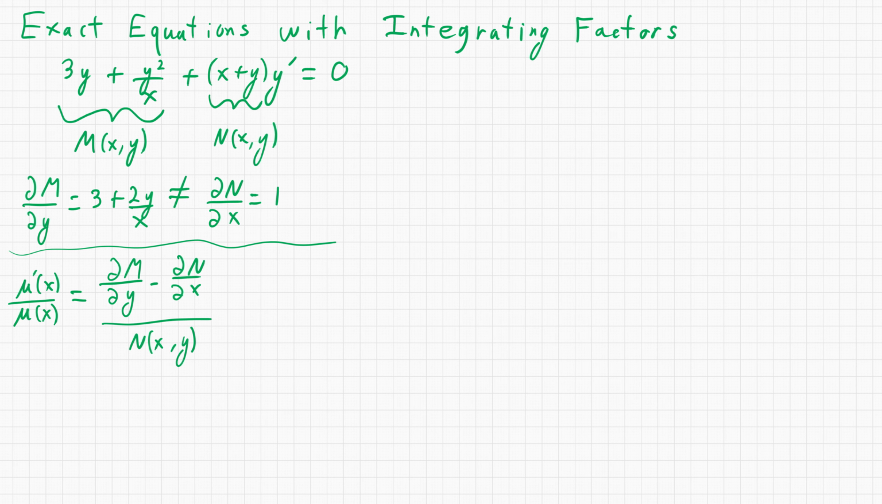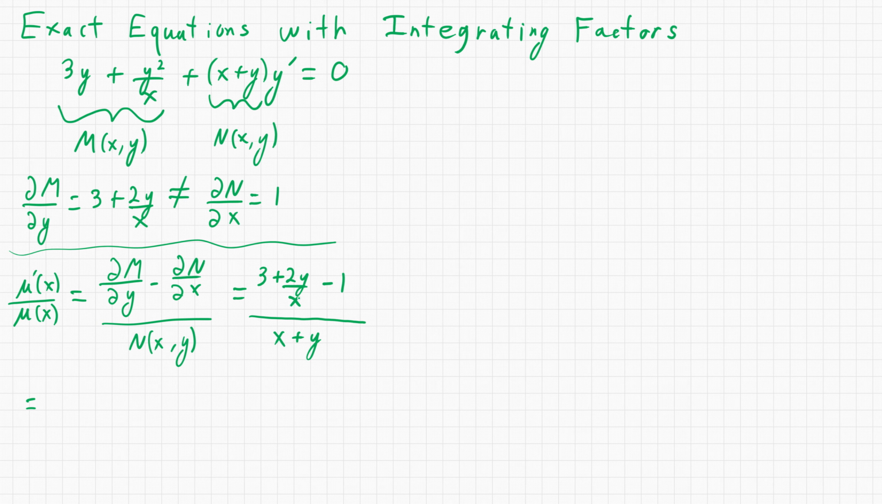All right, so this is going to take a little bit of algebra, so let's go ahead and get started. This is going to equal partial M partial y, which is 3 plus 2y over x, minus partial N partial x, which is 1, all over just N of x comma y, which is x plus y. All right, well, let's try and get this fraction simplified a little bit.